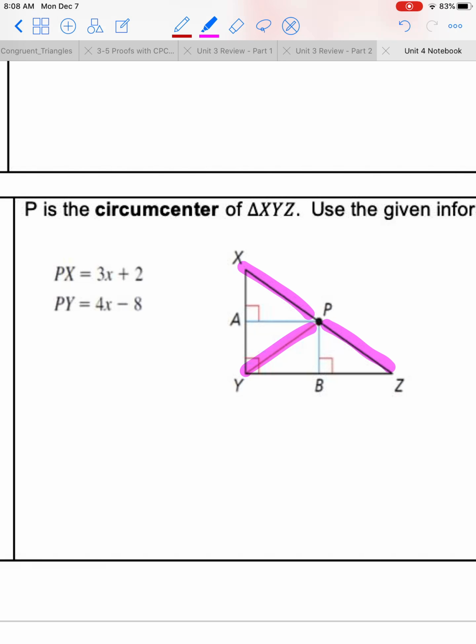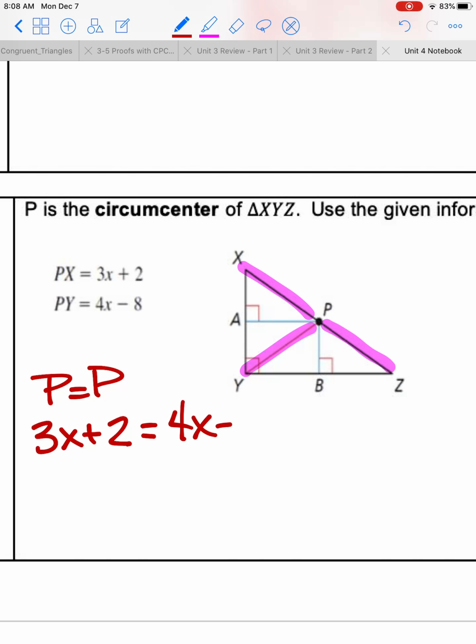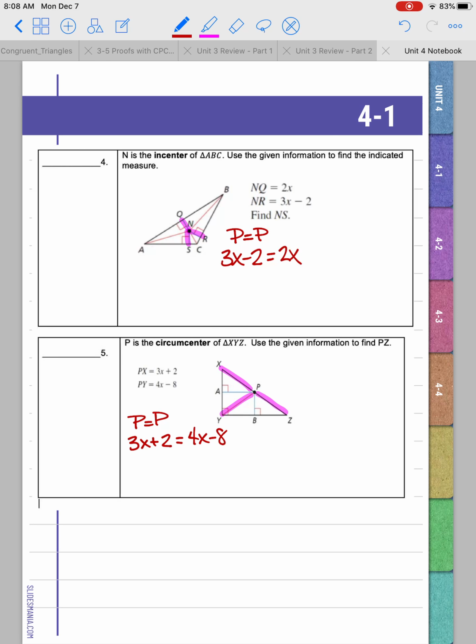Well, we already said the distance from the circumcenter to each vertex are the same. So again, we know that we can set this up as part equals part. So it doesn't matter what order you put them in, as long as you set them equal to each other, which is what you're going to do a lot with these types of questions. And then we would solve for x. Once you get x, remember to plug it in, because it's not asking for x, it's asking for PZ.